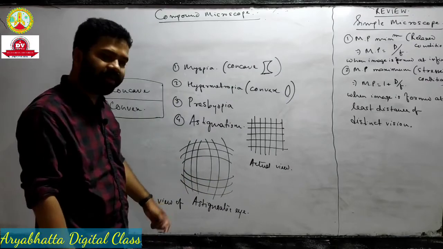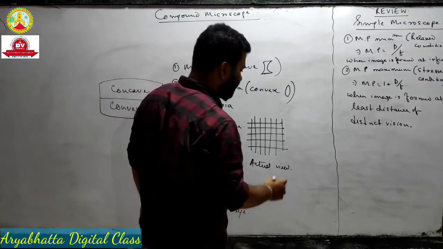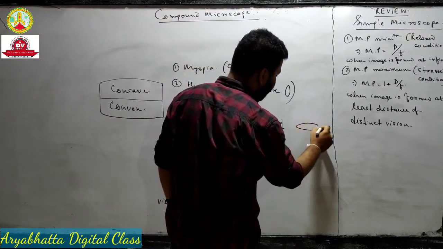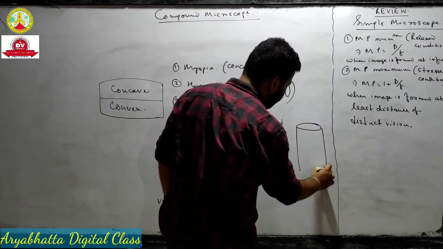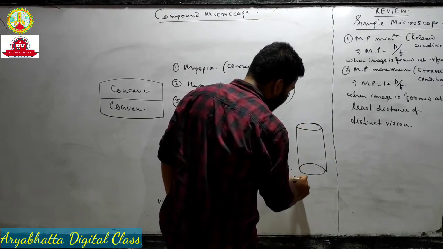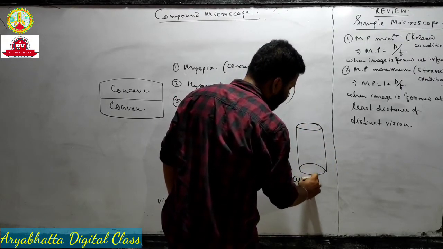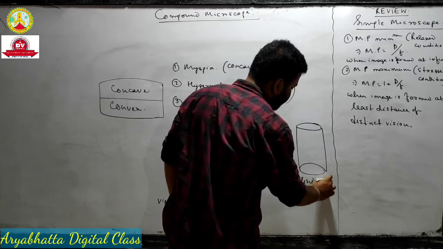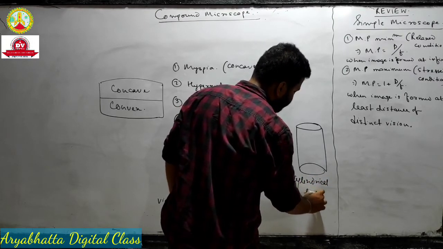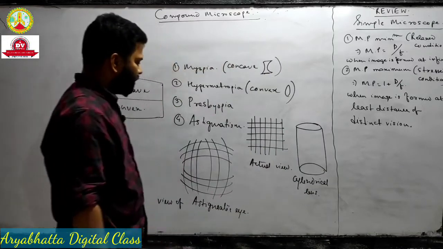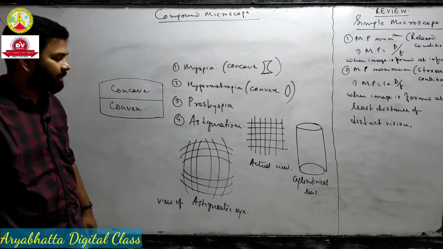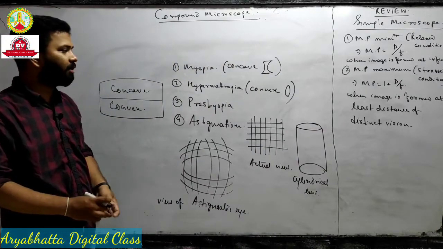Okay, so how can it be corrected? It can be corrected by using a cylindrical lens. He has to use a cylindrical lens. These are a special type of lens. So a cylindrical lens is used to correct the disease, that is astigmatism. Okay, so these are the 4 diseases.